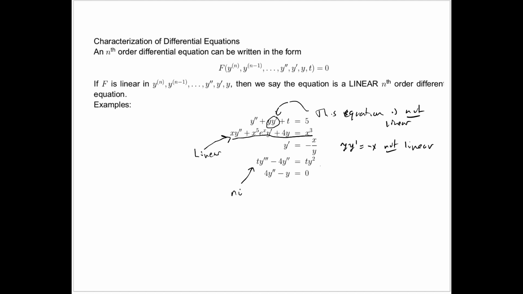Well, again, this is not linear because we have this y squared here, t times y squared. Finally, what about this last equation, 4y double prime minus y equals 0? This is a linear differential equation.